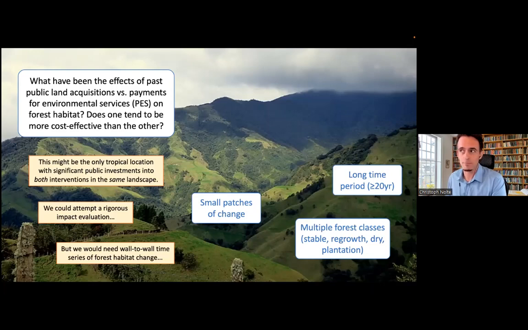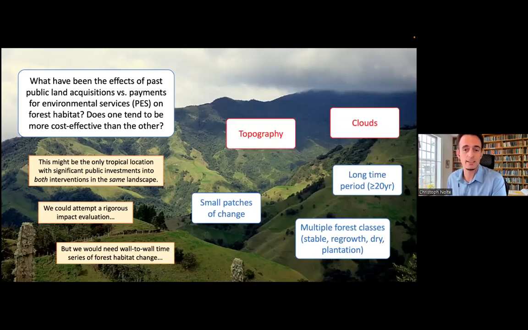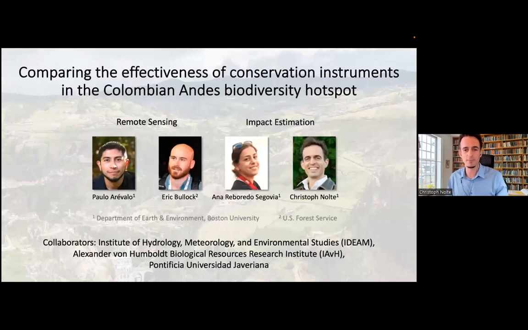And all of that happens in the context of a particularly complicating remote sensing challenge, which is it's a very cloudy landscape, and it's a very steep landscape in parts. And if you know about remote sensing, those are two major challenges that make all of this very complicated. So nevertheless, we said, okay, let's put a dream team together, and we wrote this grant as a team. Our partners in Colombia are the Institute of Hydrology, Meteorology, and Environmental Studies, IDEAM, the Alexander von Humboldt Biological Resources Research Institute, and the Javeriana University.